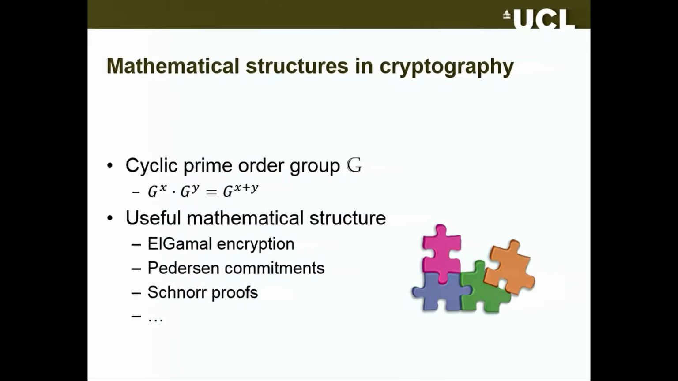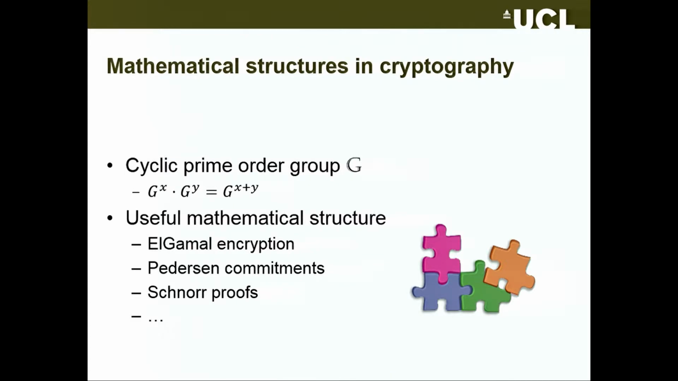Okay, so let me start by telling you what structure preservation is about. If we think about public key cryptography, then quite often we use mathematical structures of some form. So for instance, a prime order cyclic group, right? And if you multiply two elements, it corresponds to adding together the discrete logarithms of these elements. And this is a very useful mathematical structure. We can build ElGamal encryption, Pedersen commitment, Schnorr proofs, and so forth based on this mathematical structure.